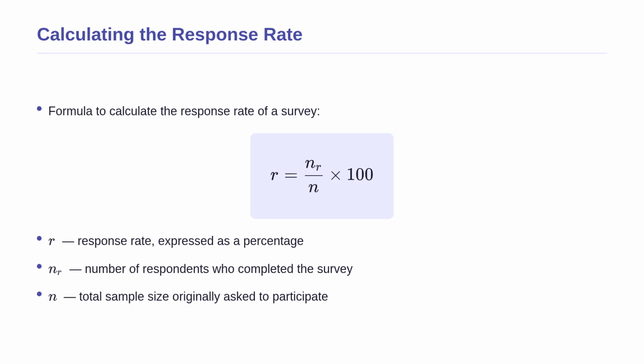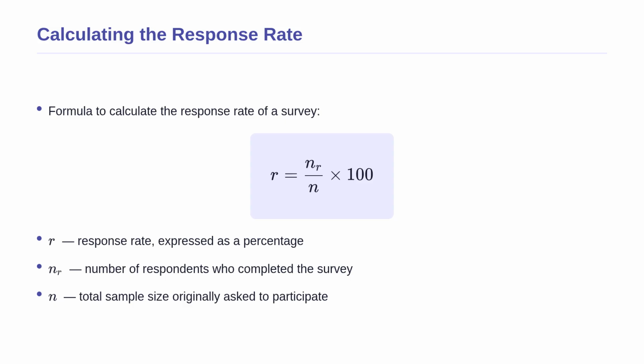To enforce this golden rule, we need to calculate the response rate mathematically. This formula shows us exactly what percentage of our targeted sample actually completed the survey. In this equation, R represents the response rate, expressed as a percentage.